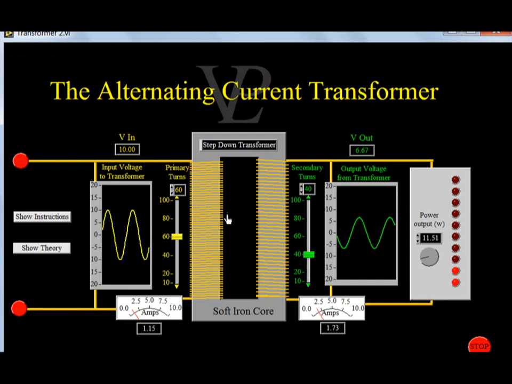So bear in mind, using the previous ratio, V input over V output, which will be 10 over 6.67, should be equal to the primary turns over the secondary turns, which is 60 over 40. So convince yourself that this ratio should be equal to that ratio, which should be equal to the output current over the input current.